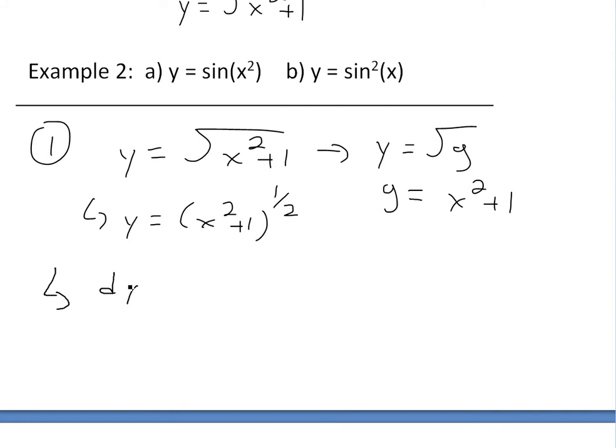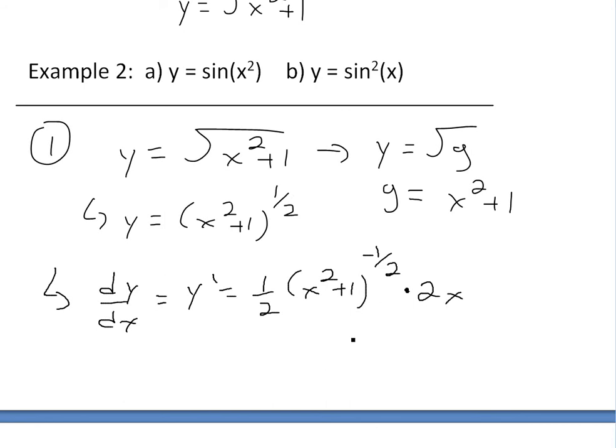So dy over dx, or y prime, is equal to the derivative of the outer one, so we bring this 1 over 2 down, x squared plus 1, then we subtract 1 from the power, so 1 over 2 minus 1 equals negative 1 over 2, and then times the inner derivative, the derivative of g of x, which is the derivative of x squared, just 2x, and the derivative of 1 is 0. So we just have a 2x right here. So this is our answer.